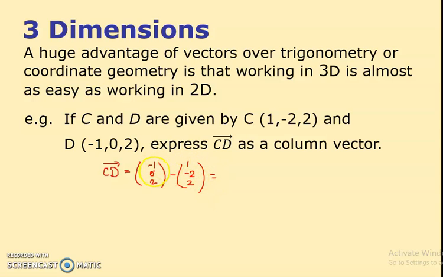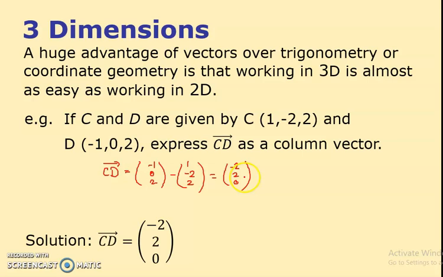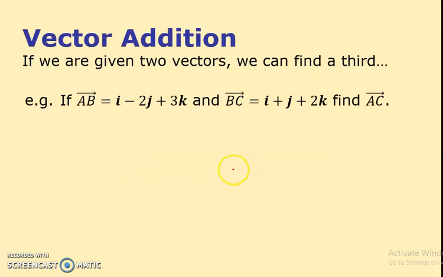So that's minus 1 minus 1 is minus 2. That's 2, and that's 2 take away 2 is 0. There you go. Let's be honest, that's not hard.